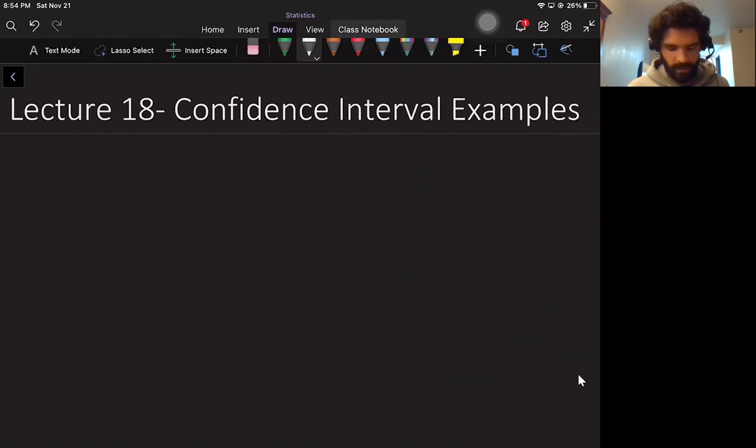So today we're talking about confidence intervals again, but this time we're talking about examples instead of all the theory.